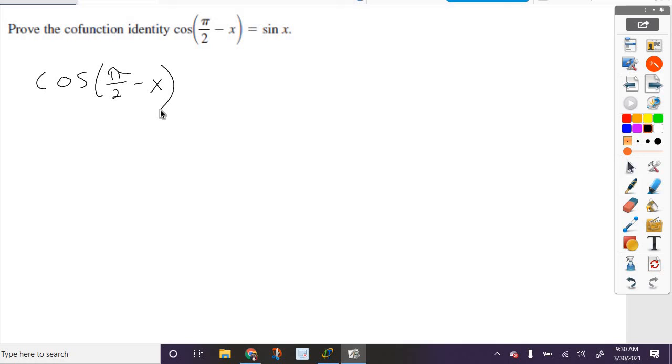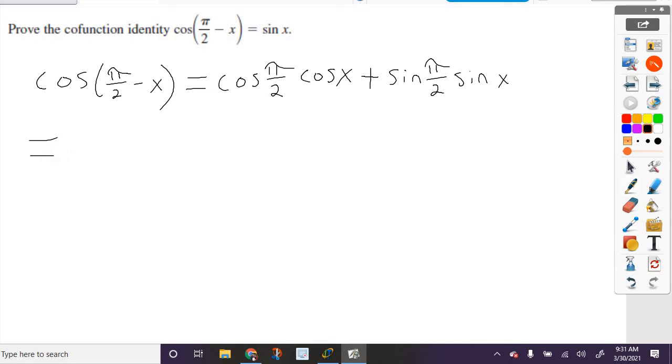And just because we have an x there, that doesn't change anything. Pi over 2 is going to be in the place of my u, and x is going to be in the place of my v. So I'm still going to apply my formula the same way. So we have cosine of pi over 2 times cosine of x. And remember, it's the opposite sign, so we have plus sine of pi over 2 times sine of x. And again, thinking back to our unit circle, recall that cosine of pi over 2 is going to be 0, and then we have times cosine of x. Then sine of pi over 2 is going to be 1 times sine of x.